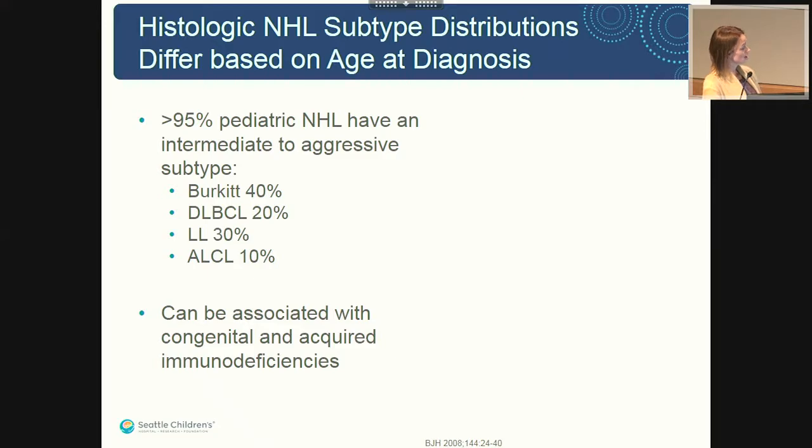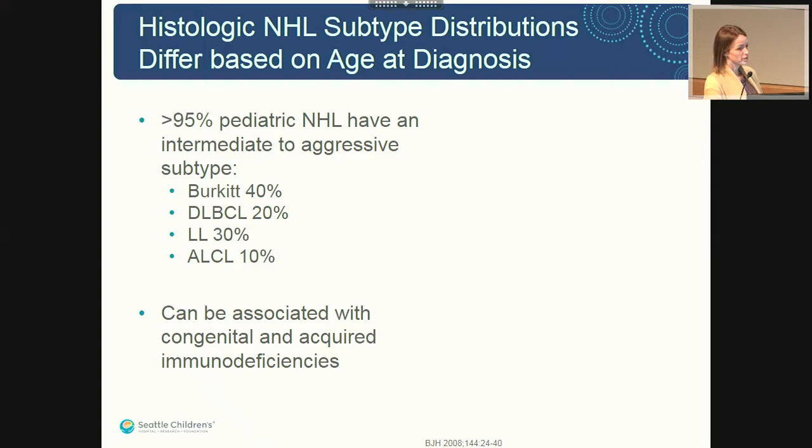Okay, so then thinking about the subtypes of non-Hodgkin's lymphoma based on age of diagnosis, this also varies. I talked about how non-Hodgkin's is much more common in the young kids. And I mentioned that pediatrics are a lot less likely to have these indolent lymphomas, which are more common in adults. So 95% or more of patients will have some aggressive subtype of NHL. And you can see the distribution.